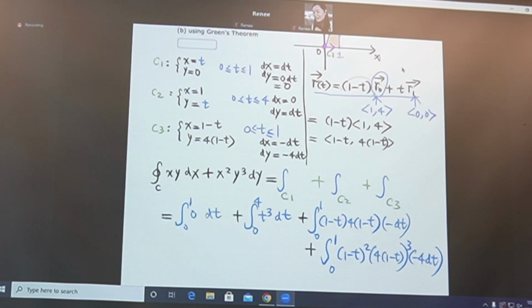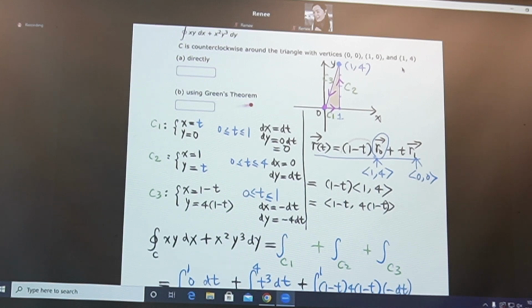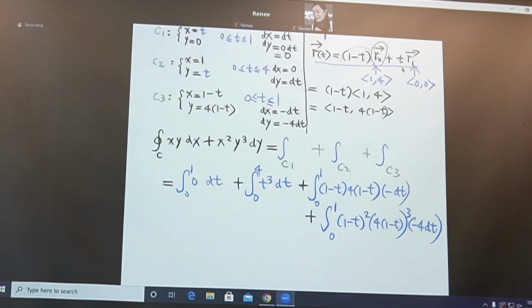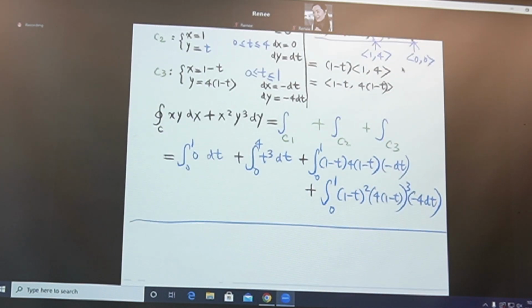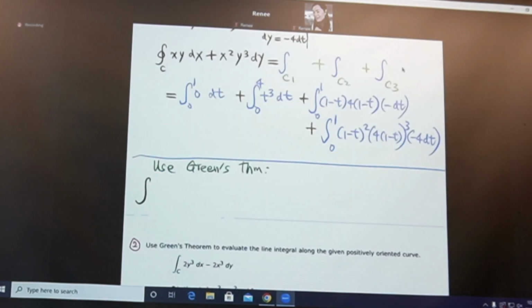Now, I'm not going to continue, but this result should be the same result as you use Green's theorem. You can verify that. Now let's see how we use Green's theorem to do this integral. Let me copy that one down. If I use Green's theorem, let's use a green color to do that one. The integral of xy dx plus x squared y cubed dy.